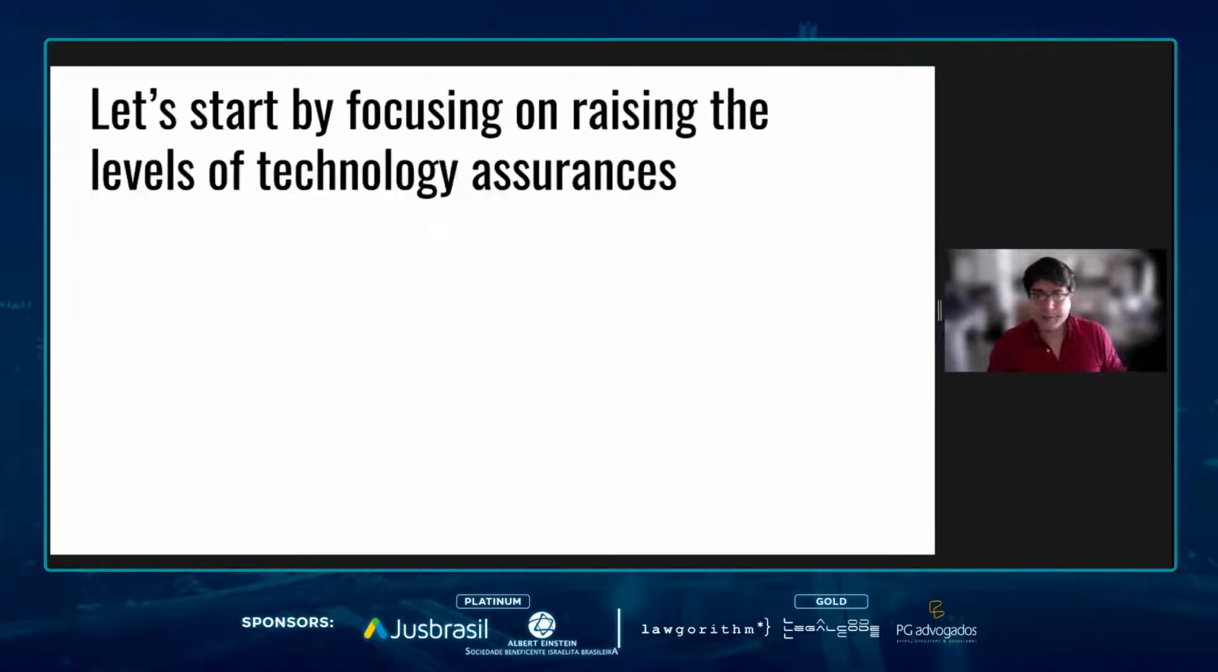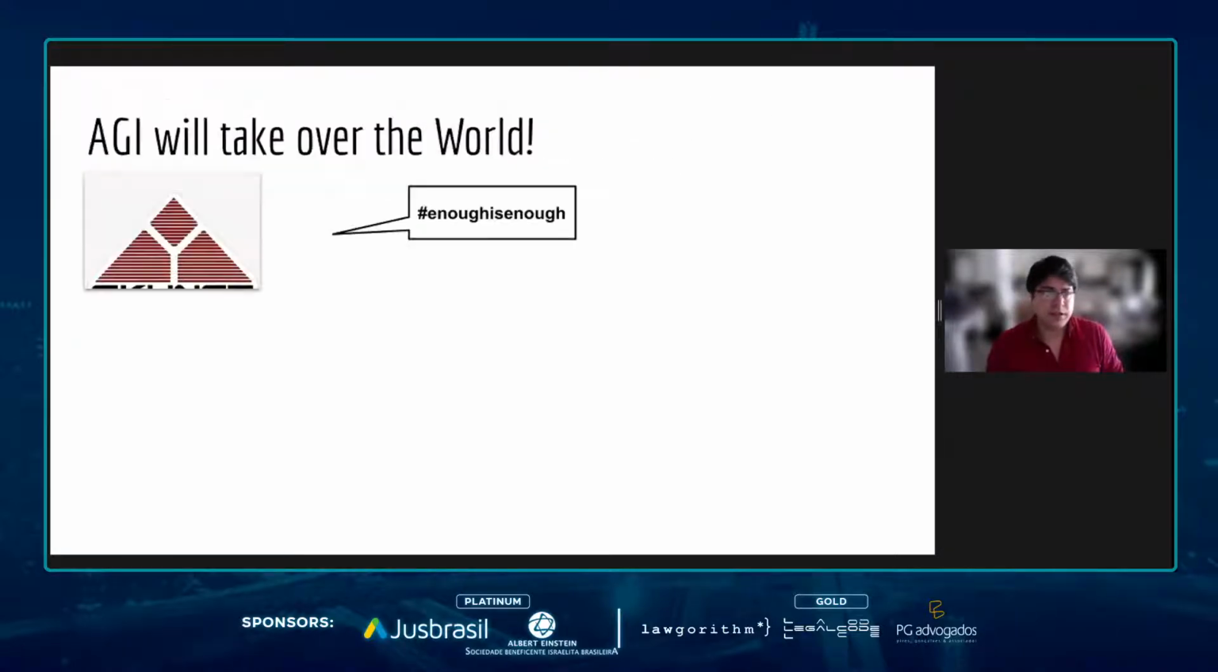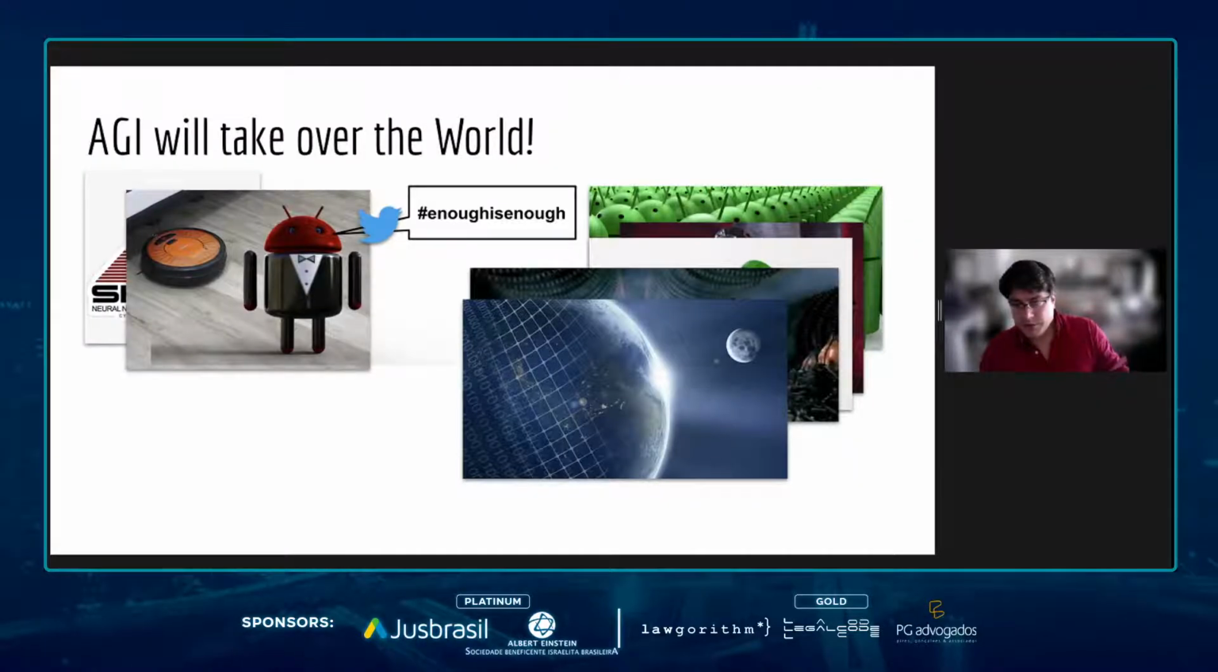Well, ideally none. So what we considered was, let's start by focusing on raising the levels of technology assurances in certain types of systems when we're using artificial intelligence. Now, I could go through this story discussing how AI in robots will lead to robots not taking any more orders from their humans and eventually putting us into some sort of matrix, right? The whole concept of the simulation theory, AGI, so on and so forth.